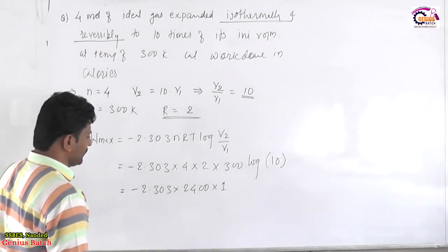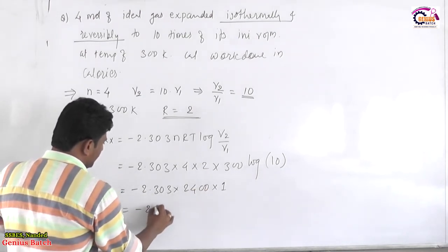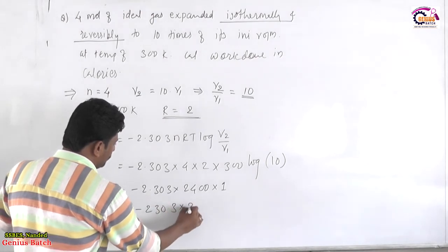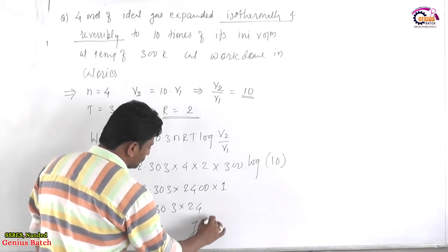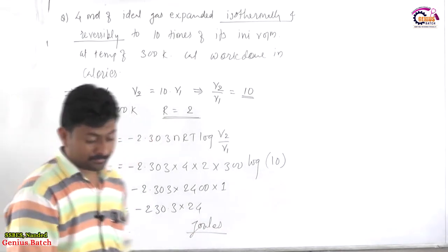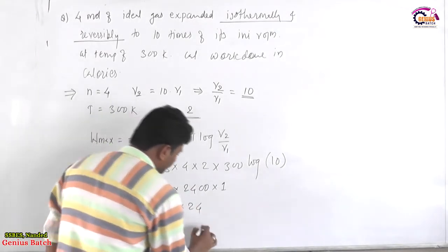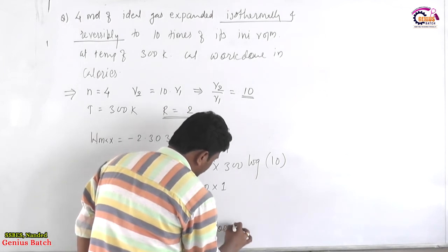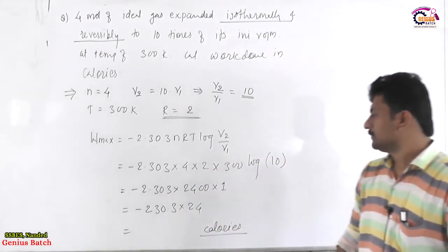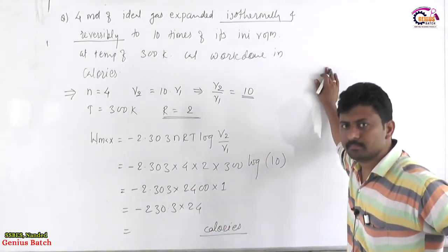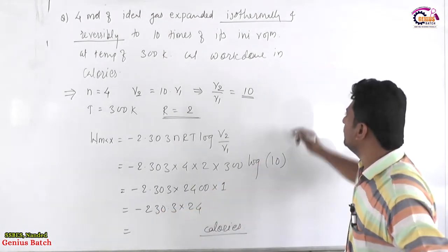Okay, what further can we solve? Take the decimal to the right place and then erase the zeros in it. Minus 230.3 into 24. Beyond this, we would get the final value in joules. Sorry, this value should be in calories. Now this final value we would get from the log, that will be our answer.